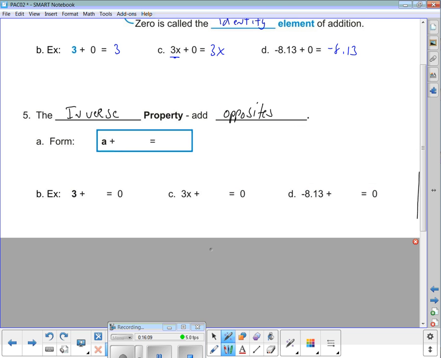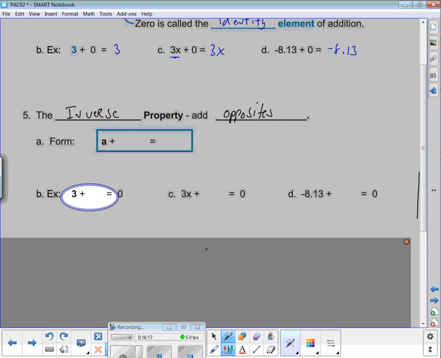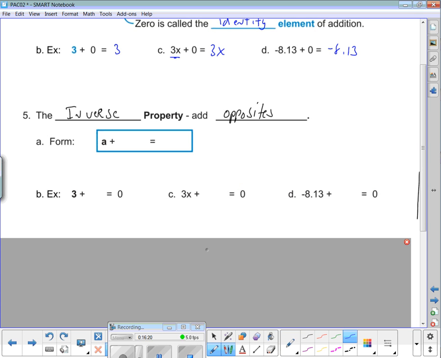Okay? So before I finish the property, let's go down to little example B. So look, I'm right here at example B. All right? So let's take a look at example B here. I'm going to grab my black. And what is the opposite of positive 3? And hopefully you say negative 3, right? So 3 plus negative 3 is 0.